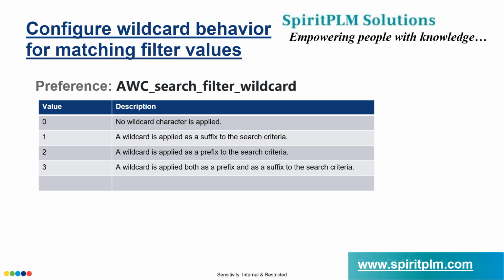Then value 3, where prefix and suffix work together. In that case you have to set the value as 3, so that you can search the data based on either prefix or suffix. You can do that together, for example, star 5 star, so that it will allow you to search the result based on that preference value.